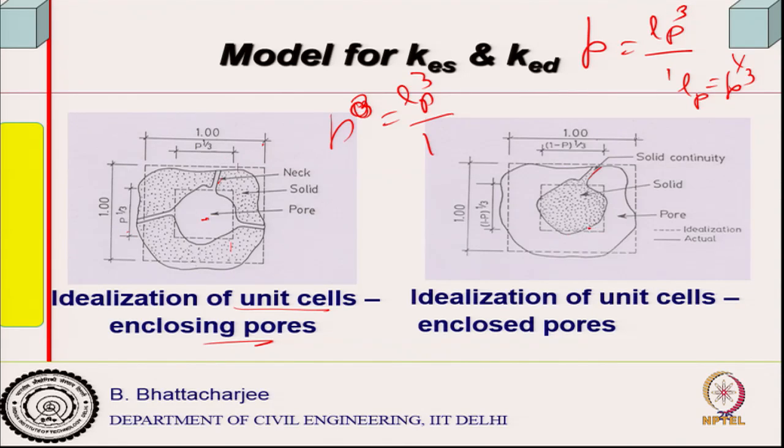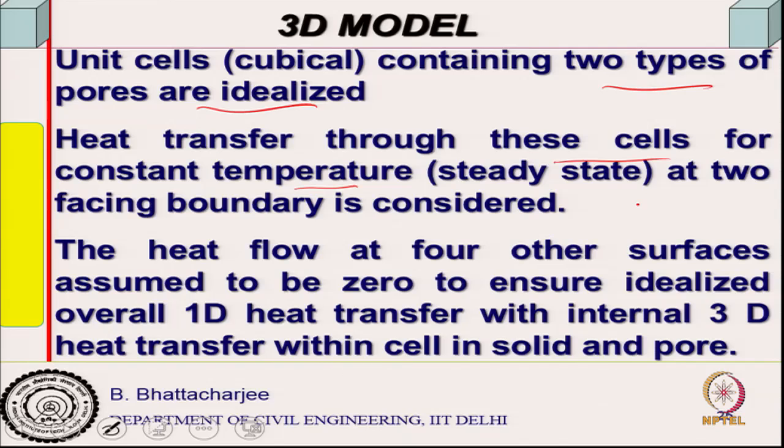On the other side, the solid will be 1 minus P to the power 1/3, or rather 1 minus P is equal to the length of the solid cubed divided by 1. So, the length of the solid will be 1 minus P to the power 1/3. That is how we can idealize this.